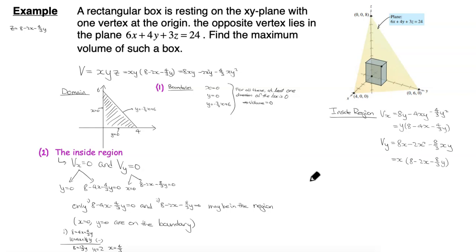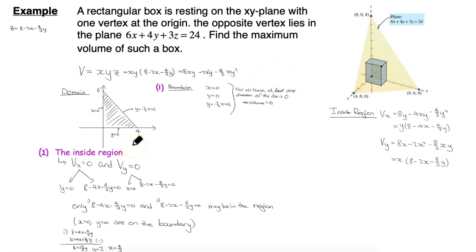Firstly, let's set up the equation for the volume of the box, V equals x times y times z, and we can substitute z because we can solve for z here and find that z equals 8 minus 2x minus 4/3 y. So in the end, our volume is a function of two variables, x and y.